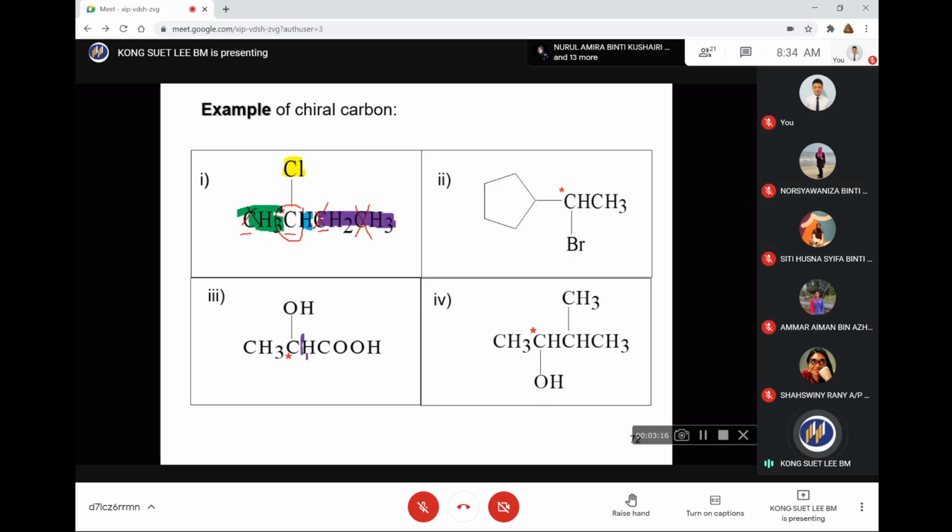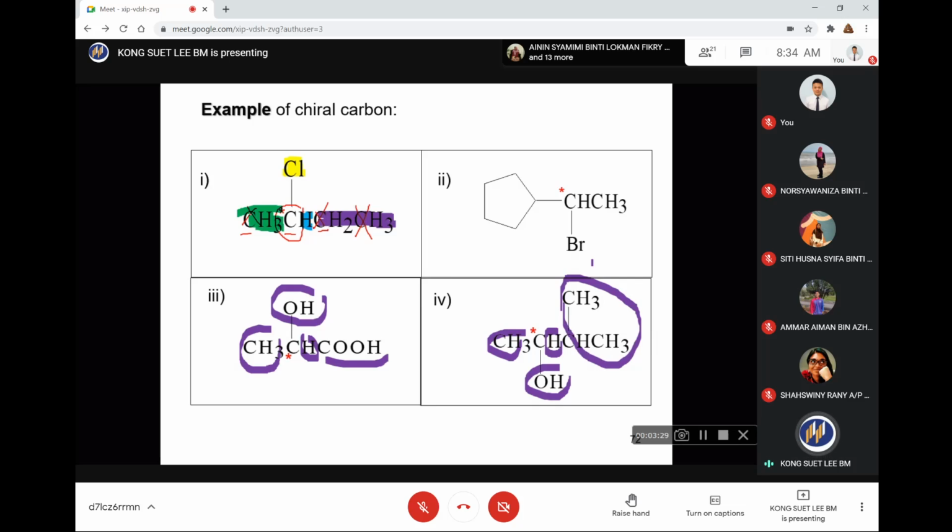Other examples are also the same, with 4 different groups: hydrogen, hydroxyl, CH3, COOH. CH3, OH, hydrogen here, and the big group over here attached, so 4 different groups. Bromine, cyclopentane, hydrogen, and CH3, 4 different groups. So that's why these are all compounds with 1 chiral carbon.